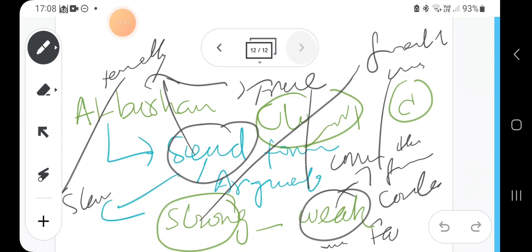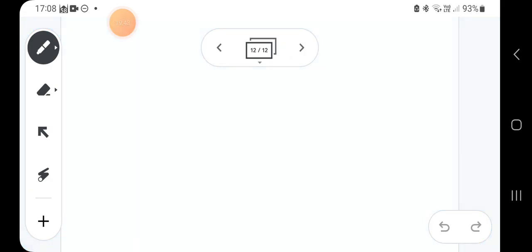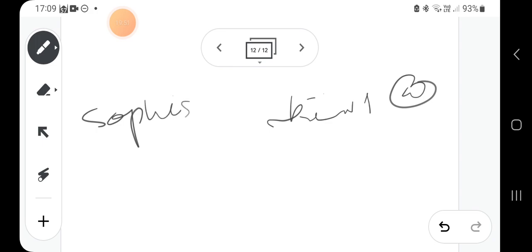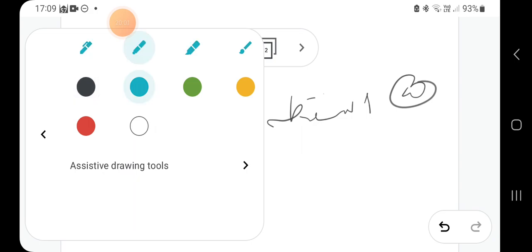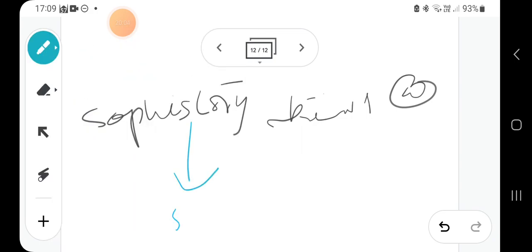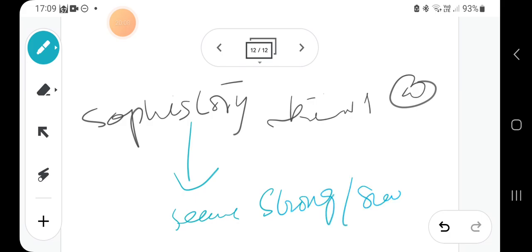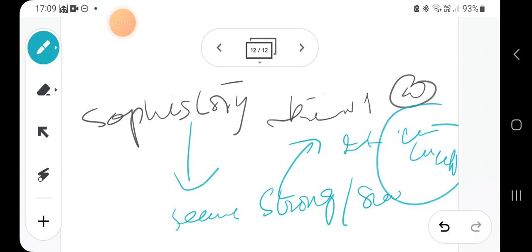Okay, and the fifth one is safsata, which is sophistry, or sophistical argument: the argument which seems strong and sound, but is actually unsound and weak. So these are five types.